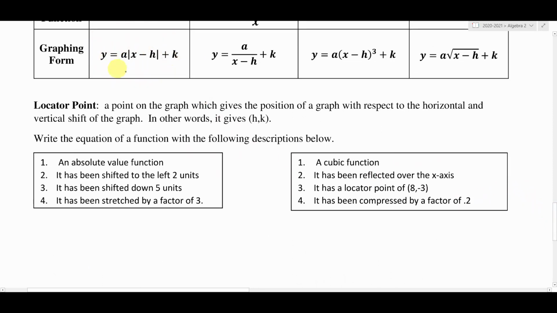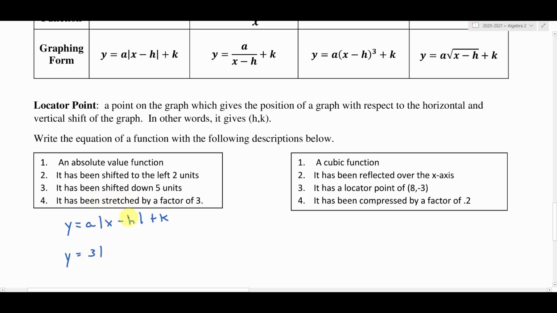So if I want to write an equation in graphing form for this thing, I'm going to make sure that I start with its blueprint. And then I'm going to go through and make sure that I find A, H, and K. I need to find those three things. All right. So the A value is a stretch factor. So I'm looking for a clue that might be talking about stretching or compressing. And I notice here in clue 4 it says it has been stretched by a factor of 3. So that means when I write my equation, I can put a 3 in for A.